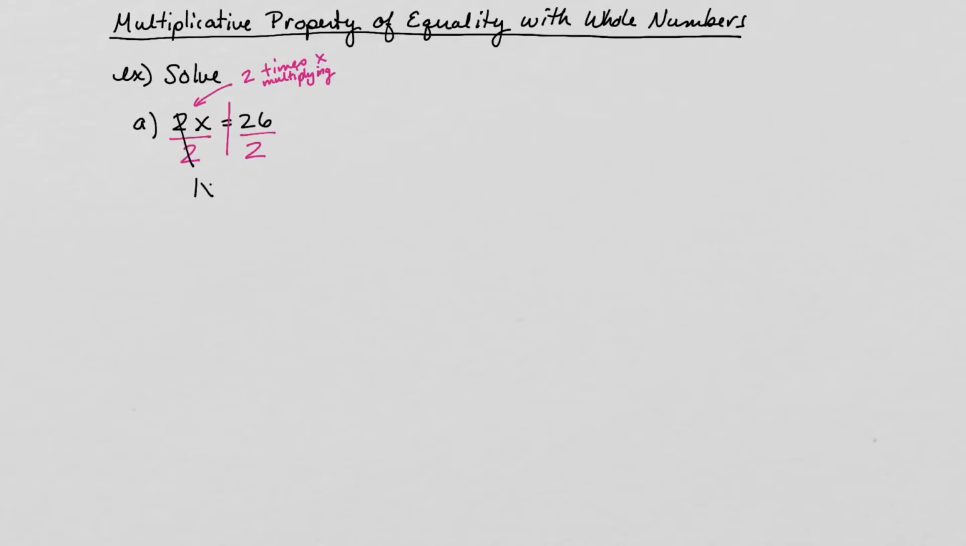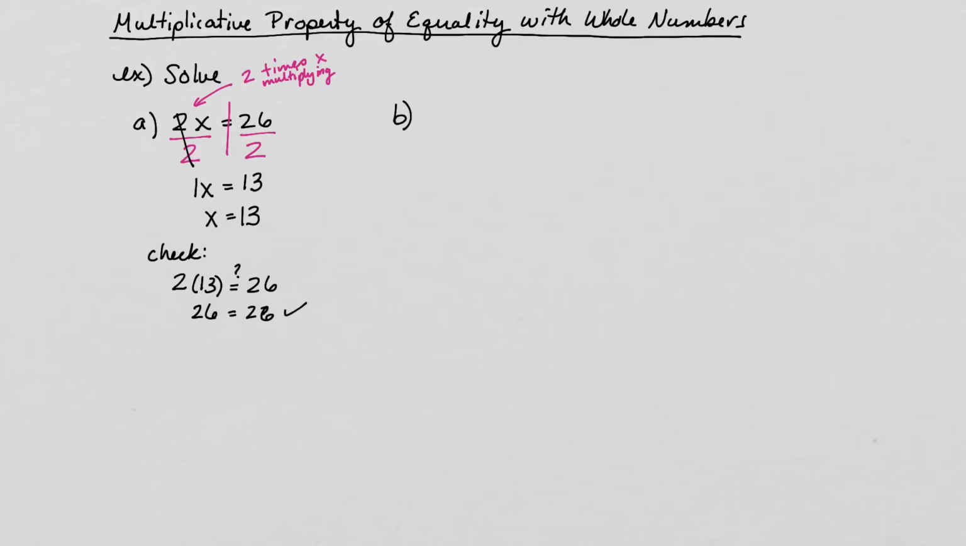So on this side, we're really getting 1x. And on this side, we're getting 26 divided by 2, which is 13. But remember, we usually don't write 1x, so we just write x equals 13. And just like before, we can check our answers. So 2 times 13, we're checking to see if that's equal to 26. And so is 26 equal to 26? Yep, it definitely is.